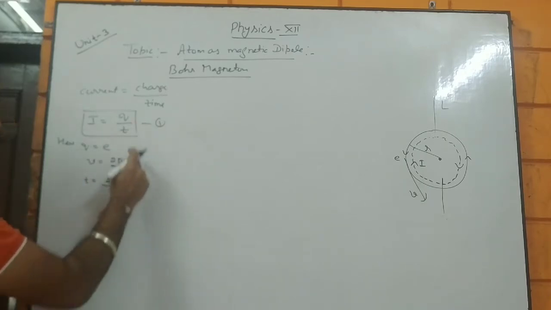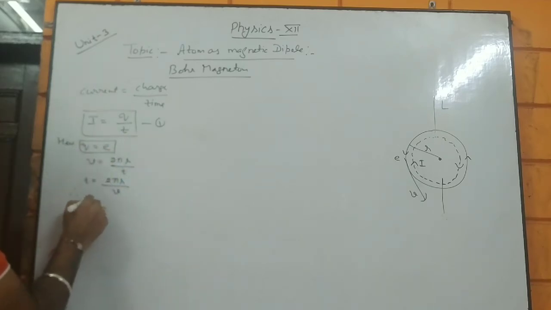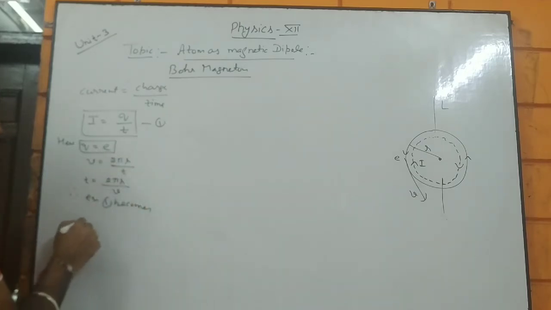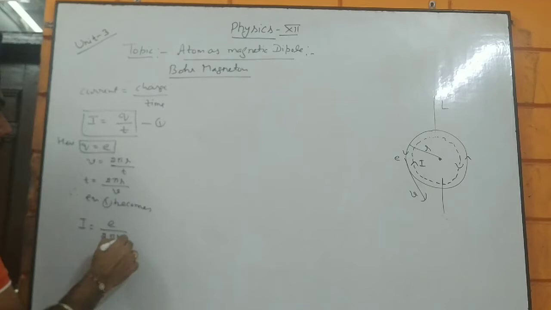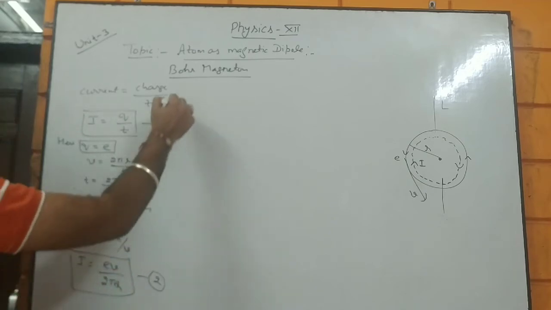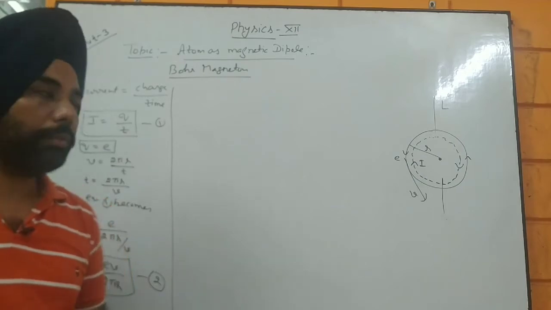Putting those values here, equation 1 becomes I is equal to e upon 2 pi r upon v, which can be written as I is equal to ev upon 2 pi r. That should be marked as equation number 2. Okay, now what is magnetic dipole moment?